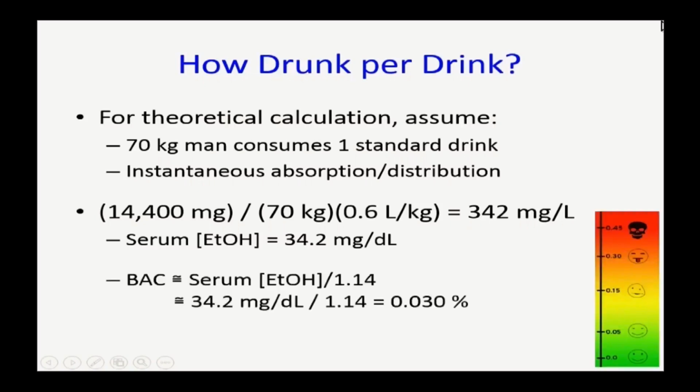Well, how drunk is that? Well, we need to compare it to some standards for the BAC, or blood alcohol content, and to convert serum ethanol levels into blood alcohol content levels, we actually have to take the serum ethanol level and divide it by about 1.14, because the amount of ethanol isn't exactly the same in the serum as it is inside the blood cells. Anyway, you do that conversion, you get a BAC of about 0.03%. Whereas the legal limit in California and many other states is 0.08%. So one drink is going to get you about halfway there to being legally intoxicated.